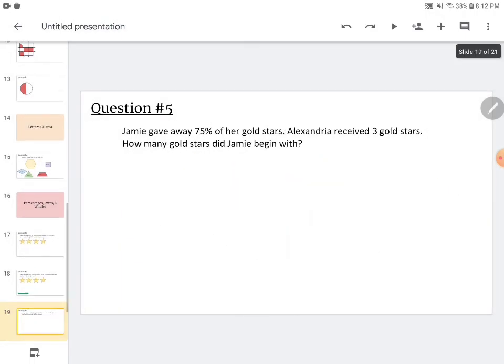For our next problem, we're asked, Jamie gave away 75% of her gold stars. Alexandria received 3 gold stars. How many gold stars did Jamie have to begin with?